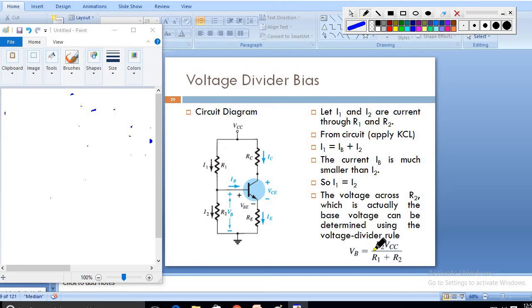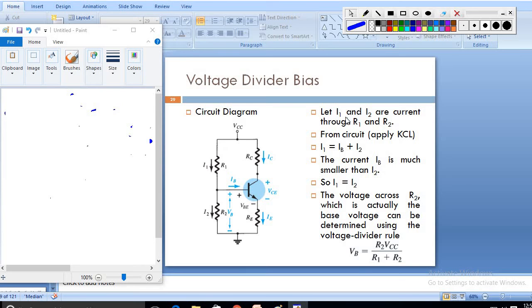Voltage divider rule, that is, VB is equal to the resistor R2 into VCC. This is a formula I have to remember. I need to find the voltage drop across this R2, that is, R2 into the supply voltage VCC divided by the sum of the two resistors, R1 plus R2. This is exactly the voltage divider rule. You have to remember this. Hope you all understood this point.